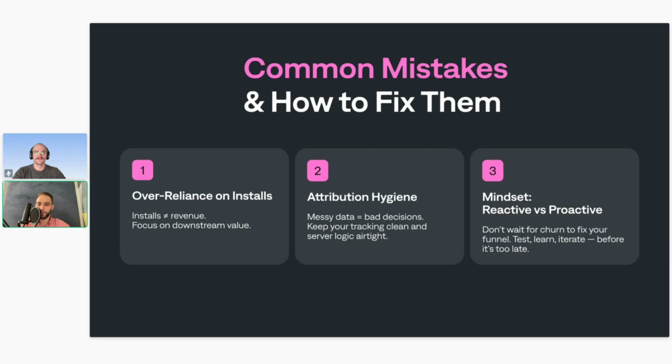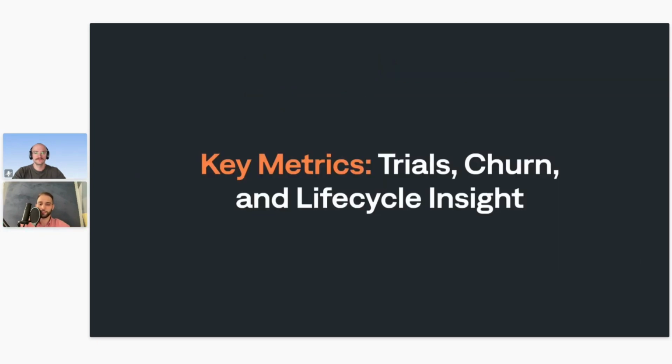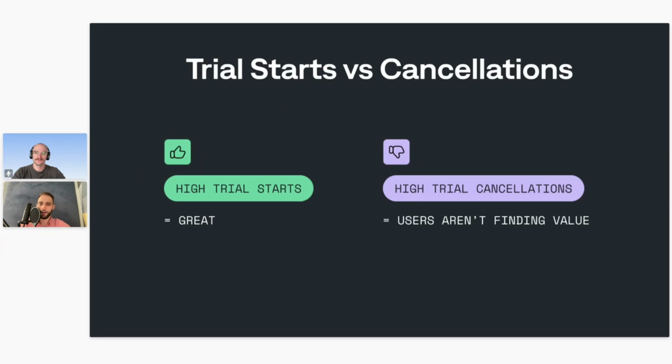And we've got a few bonus slides that I would like to go through. And luckily, we've got time for this. So, key metrics. All right, yeah. Let's start with the obvious: trial starts versus cancellations. If your cancellation rate is high, it means users aren't finding the value they expected.